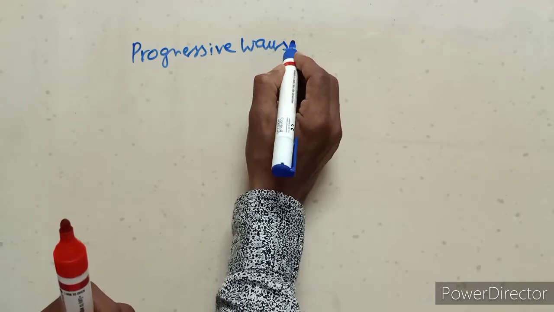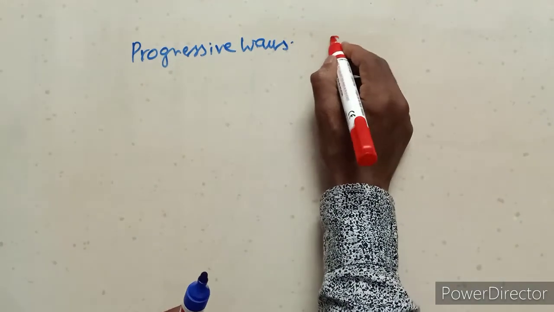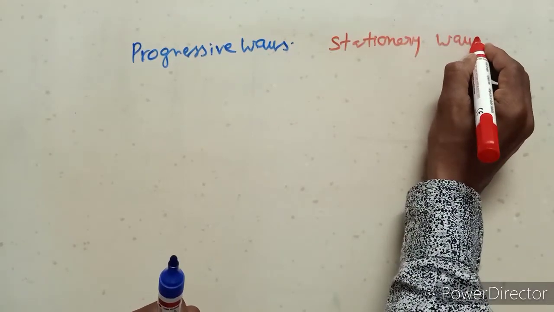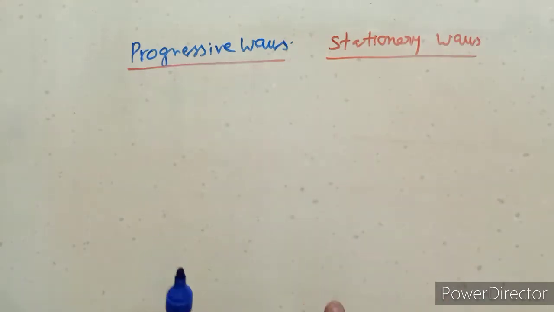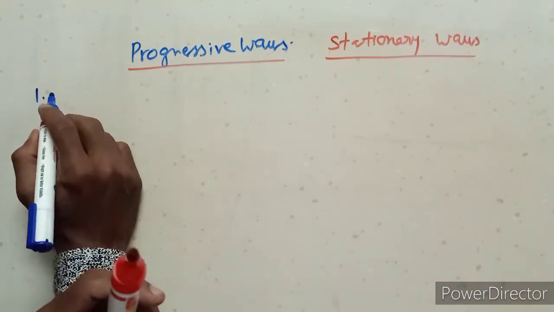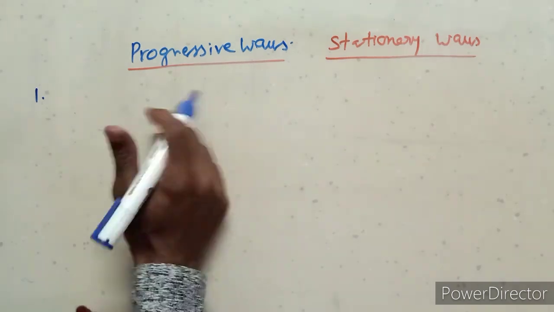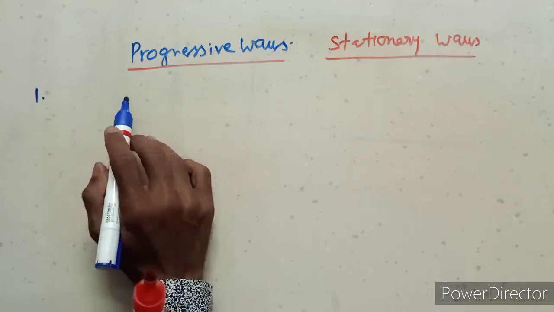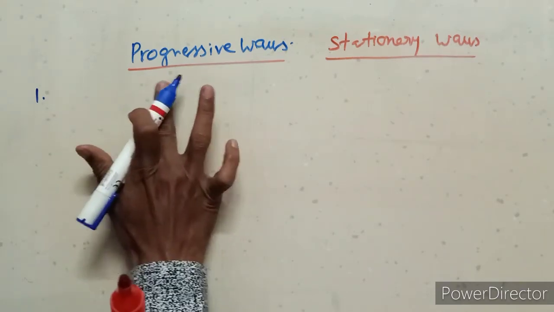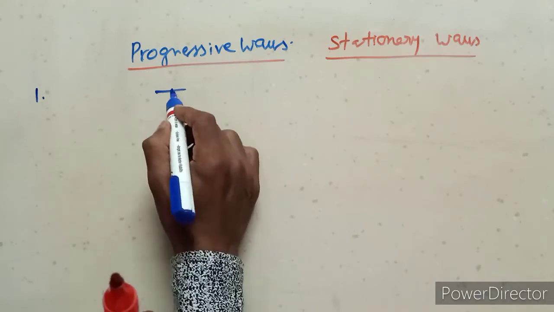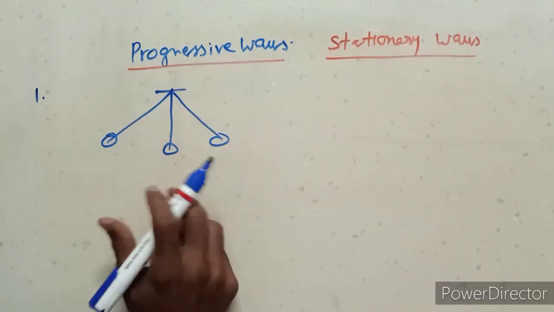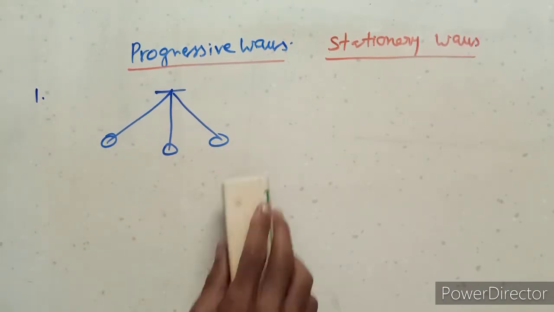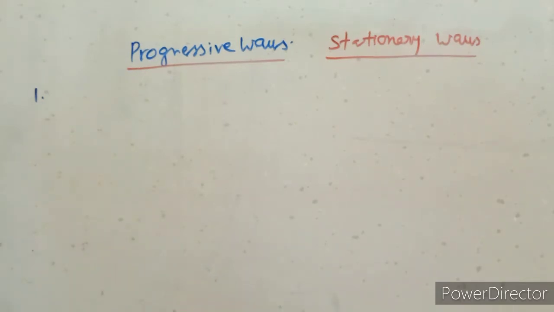Progressive waves, stationary waves. Progressive waves are due to continuous periodic vibration. Periodic vibration means, for example, a simple pendulum. This is the periodic vibration. Progressive waves are due to continuous periodic vibration of particles in a medium.